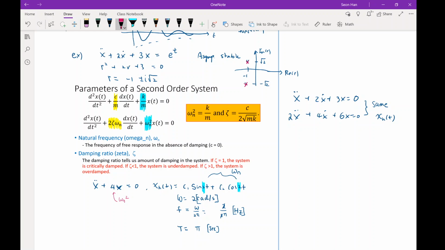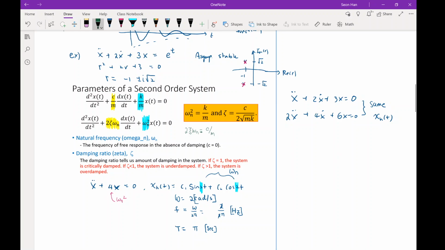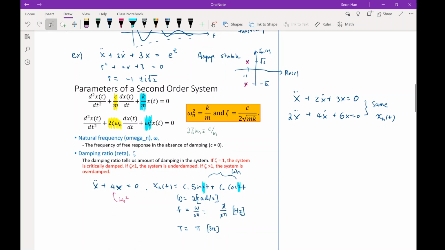So now the next one is a little bit tougher. The next one is the middle one, c over m. Let me actually write these down. There's 2 zeta omega n. Let's let c over m be 2 times zeta times omega n. There's actually a perfectly good reason for it, and I think it's on the next slide. But before we move on, I'm going to have to tell you about the zeta.